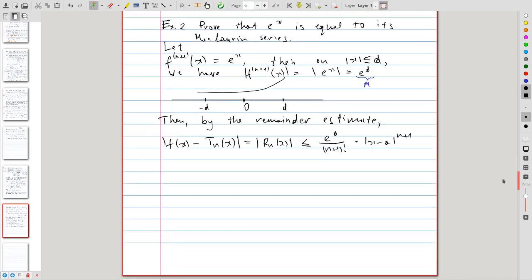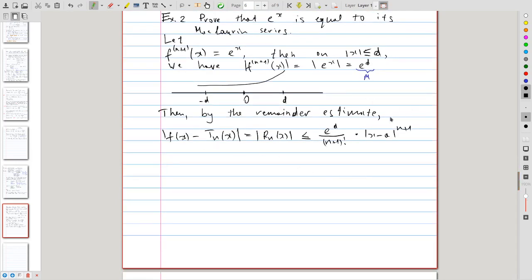Now our next goal would be to show that this expression goes to 0 when n goes to infinity. So we need to show that the remainder goes to 0 when n goes to infinity. Since then, the nth degree Taylor polynomial goes to f, and we are done.